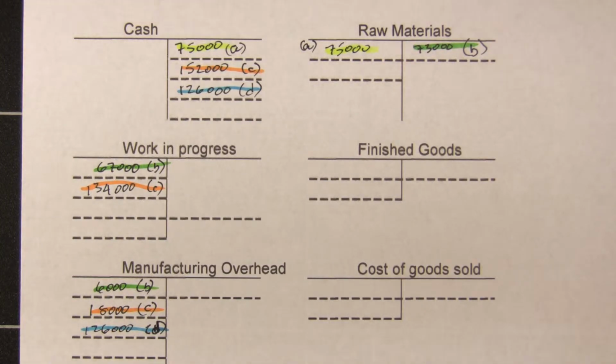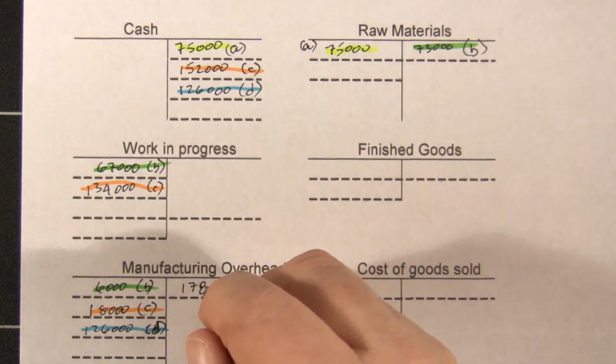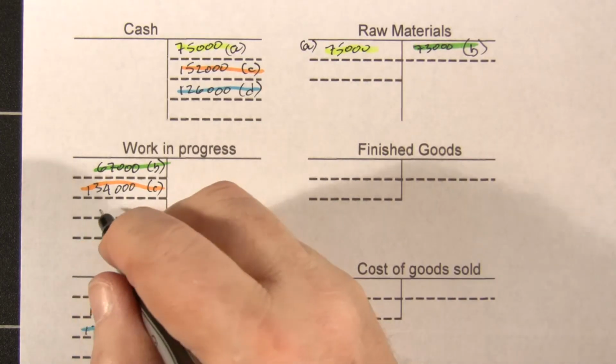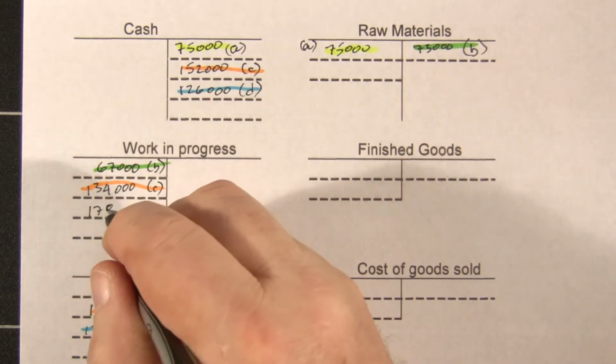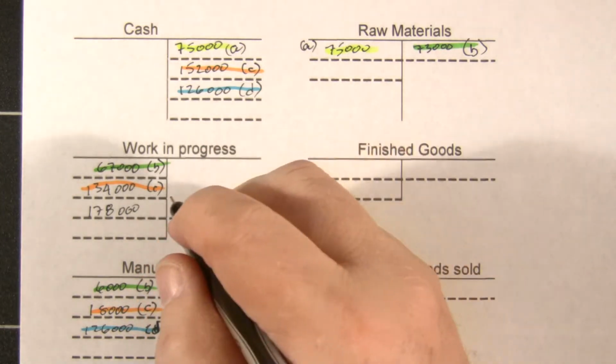Manufacturing overhead cost of $178,000 were applied to the jobs using the predetermined overhead rate. So we're applying $178,000 to the work in process. And that's transaction E.